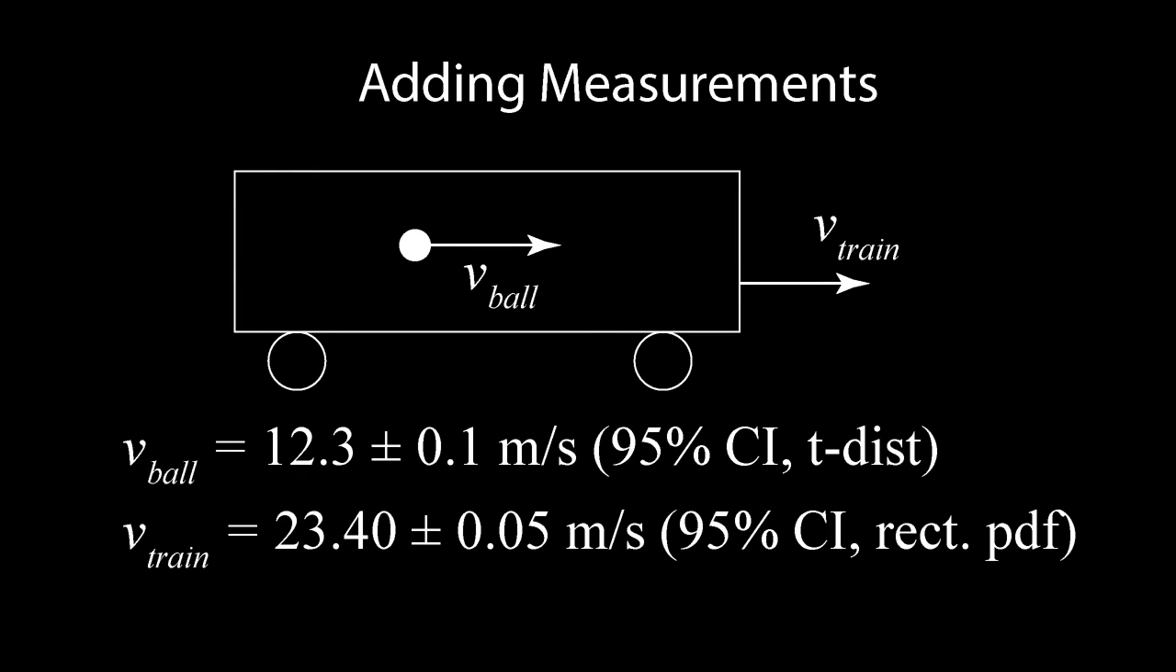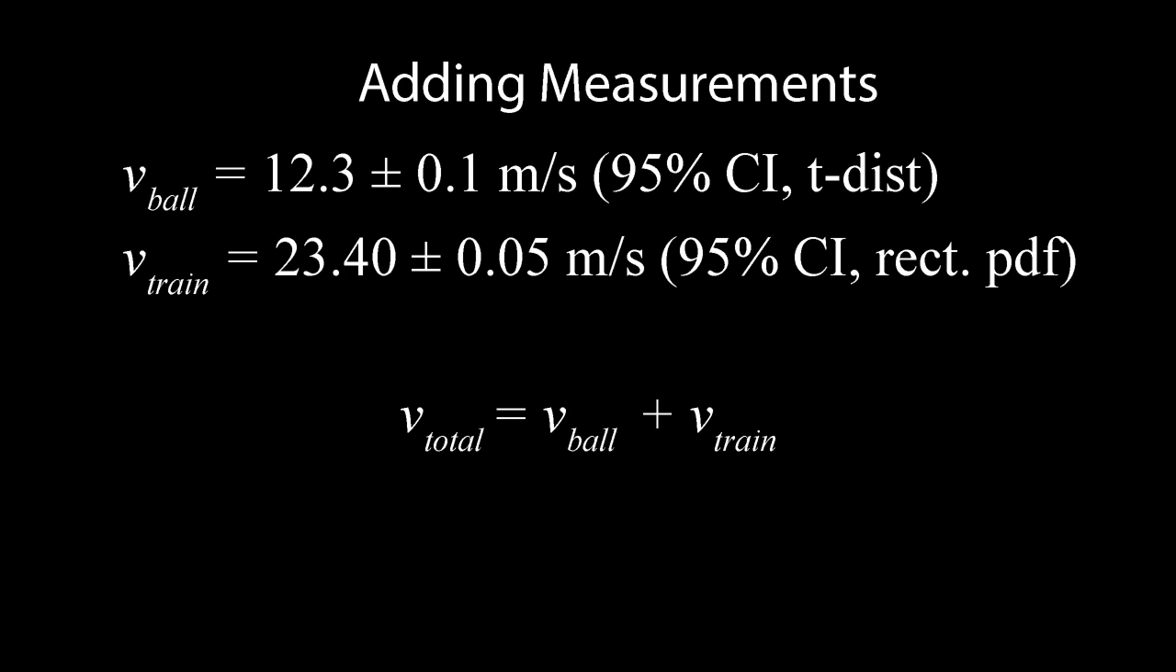We begin with adding two measurements. We measured the speed of a ball moving on a train using a motion detector and found it to be 12.3 plus or minus 0.1 meters per second. We also measured the speed of the train using a radar gun and found it to be 23.40 plus or minus 0.05 meters per second.